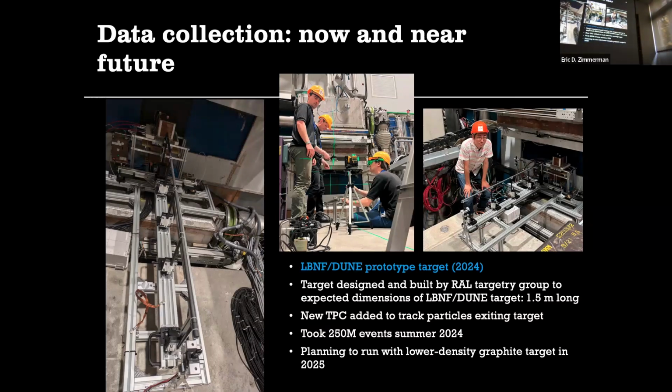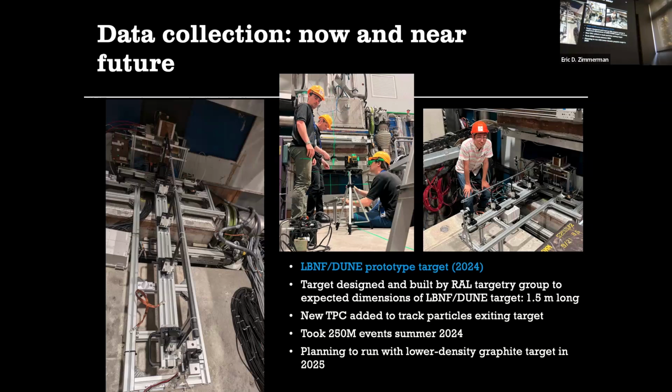So the next step this year was to take data with a prototype of the LBNF DUNE target. So here's the prototype. This target is the longest target we've ever used in NA61. It's 1.5 meters long. It was designed and built by the Rutherford Lab Targetry Group to the expected dimensions, as the design is quite well advanced. So we're pretty confident this will be the dimensions of the LBNF DUNE target.